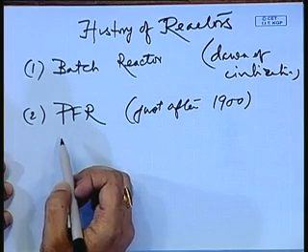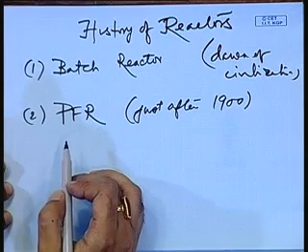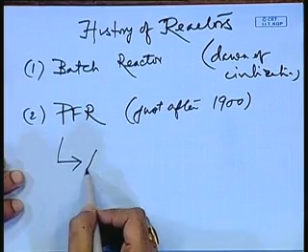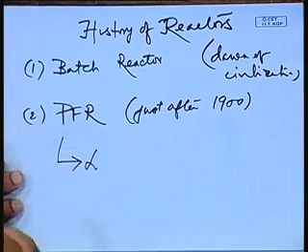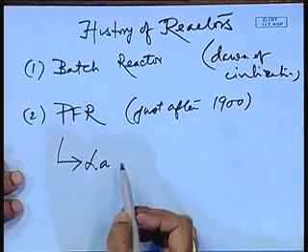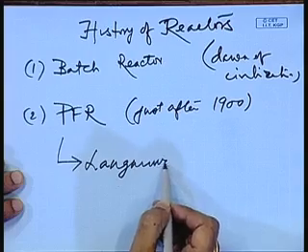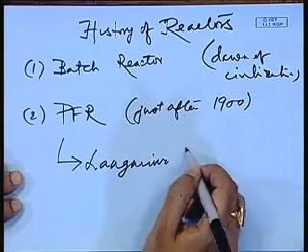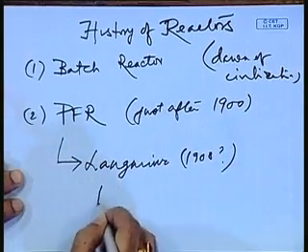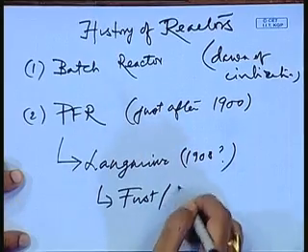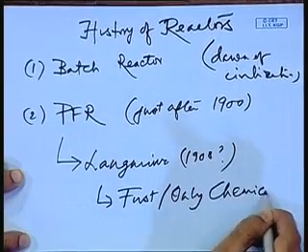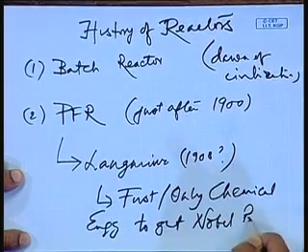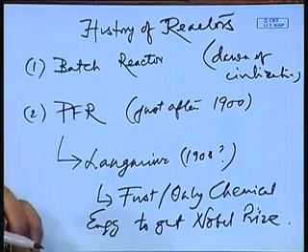Do you have any clue who could have discovered the plug-flow reactor? It was discovered by Langmuir. Forget the year, around 1905 or something like that, I think around 1908. Langmuir is the first and only chemical engineer to get the Nobel Prize.